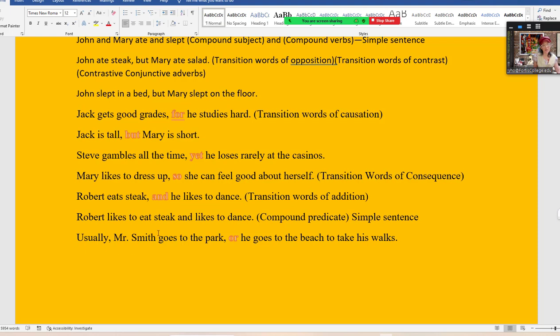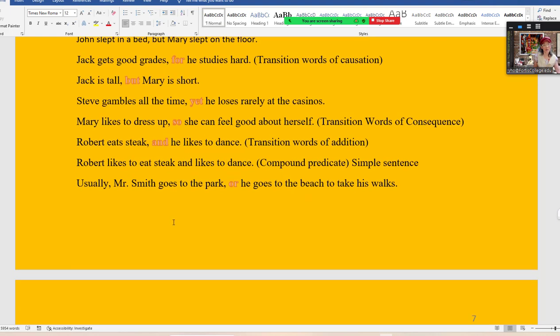And then here's another example of a simple sentence. Robert likes to eat steak and likes to dance. So here you have a compound predicate. A predicate means you have a verb and an object. So that's all it is. A verb, then object, verb, object. So that's a simple sentence with a compound predicate. So beware of compound predicates, compound verbs, and compound subjects. They do not make compound sentences.